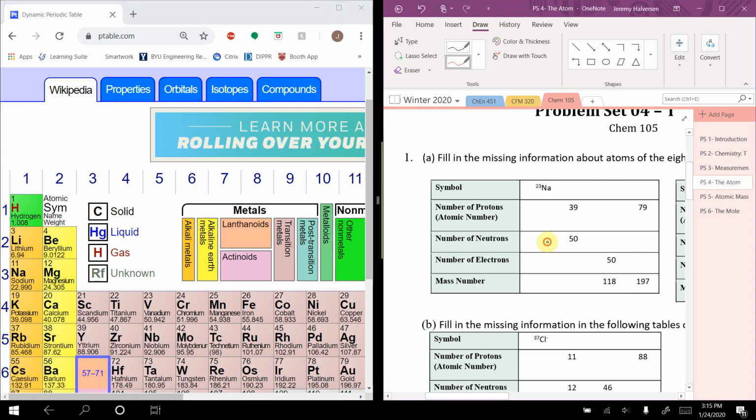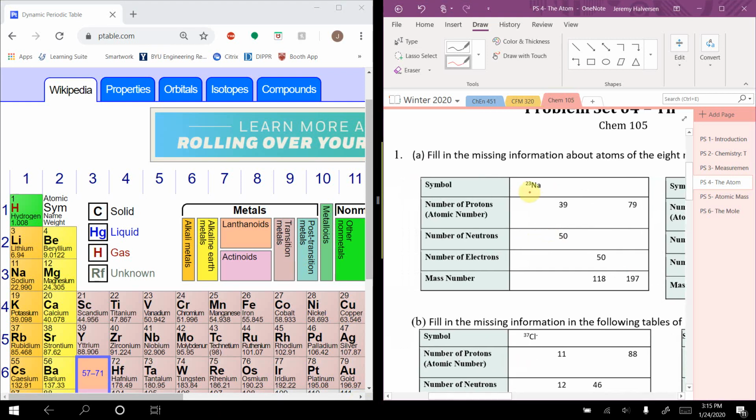So first, in the first one, they give us the symbol sodium 23. Sodium is right here on the periodic table. That 23 refers to the mass, which is protons plus neutrons. The symbol here tells us that number right there, 11, that's the atomic number, and that tells us the number of protons. So sodium is always going to have 11 protons.